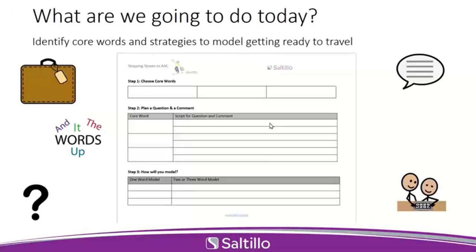So we're going to be choosing 3 core words and then planning questions and comments and scripts for those. That's really useful when you're trying to think of what you want to say. And then how you might model these using maybe a 1-word model, depending on what language stage your AAC user is in, or a 2- or 3-word model. So that's just what this form is. And we'll be going through this together this evening if you have not joined us before.